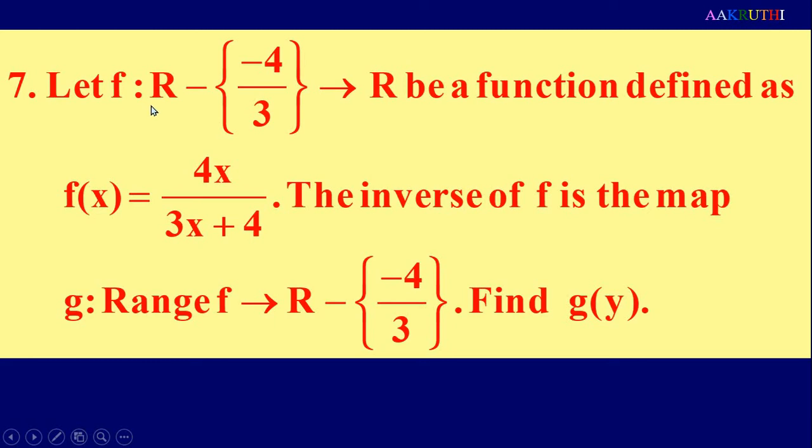Next problem. Let f from R minus {-4/3} to R be a function defined as f of x equal to 4x divided by 3x plus 4. The inverse of f is the map g from range of f to R minus {-4/3}. Find g of y. Now here inverse of f is g. You have to find g of y. That is, inverse of f you have to find out.